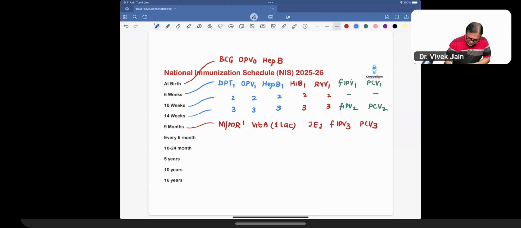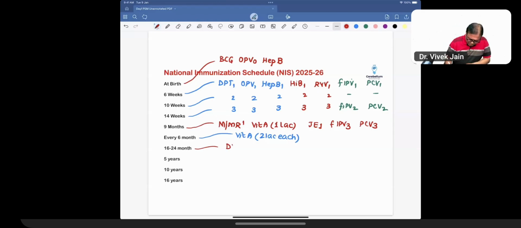Every 6 months, then we call the person or child for vitamin A, 2 lakh every time till the age of 5 years. What is the total dose of vitamin A in the program, friends? Total dose is 17 lakh. Good. 16 to 24 months, we give vaccines which require boosters.